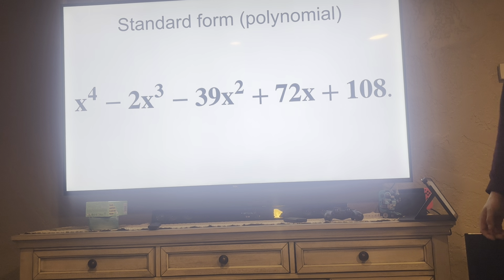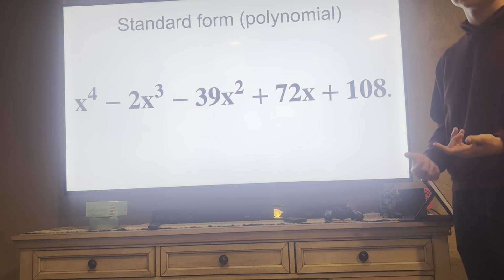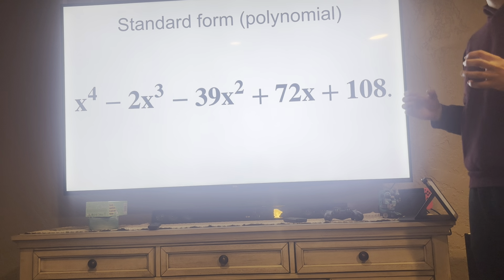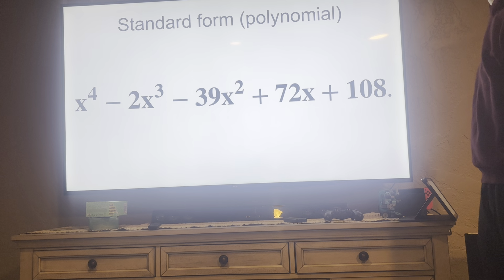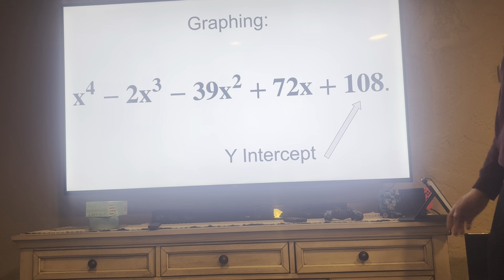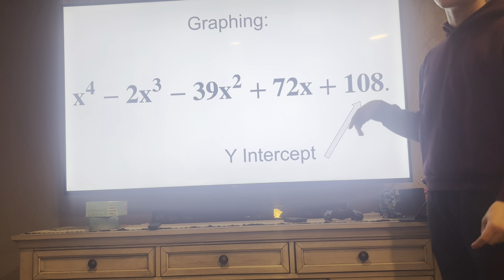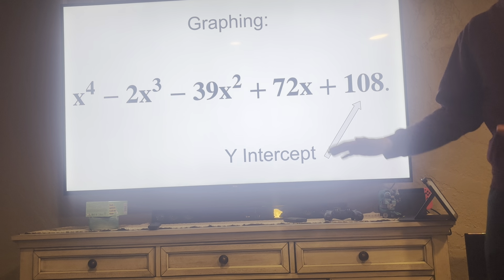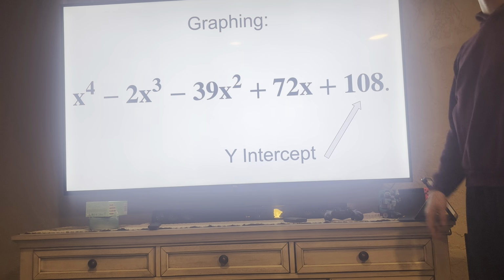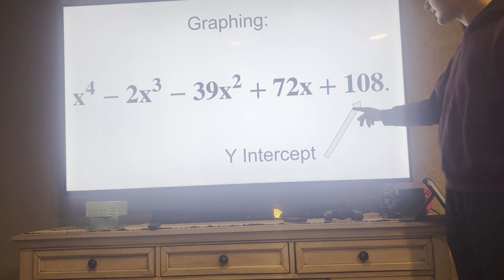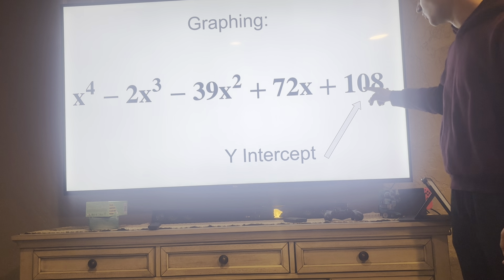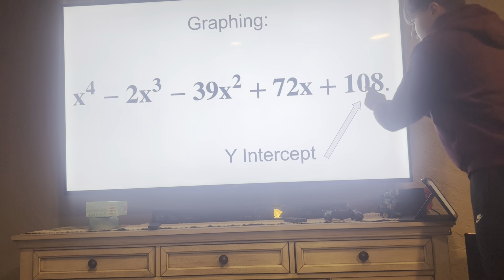Now that we have our standard form polynomial, what we want to do with this is graph it to visually see what this equation looks like. So the easiest thing to do when you have a standard form polynomial and you're asked to graph, what you should get correct on every single test, is your y-intercept. Now you might be saying, okay, why are you pointing at this number? What's so special about this 108?